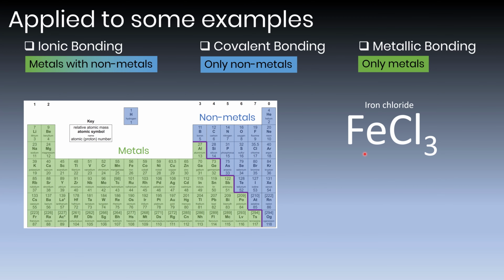The first example is iron chloride, Fe for iron, Cl for chlorine. We can see that iron here, found on the periodic table, is a metal. Chlorine, found on the periodic table here, is a non-metal. So therefore iron chloride has ionic bonding because it contains both a metal with a non-metal.